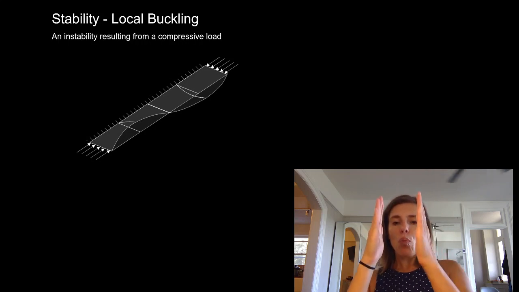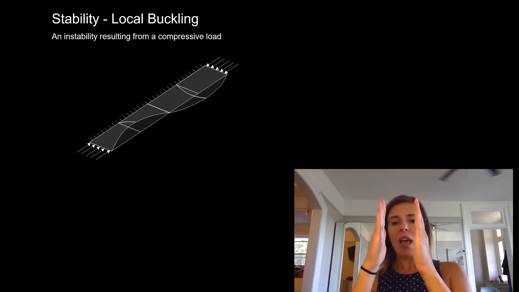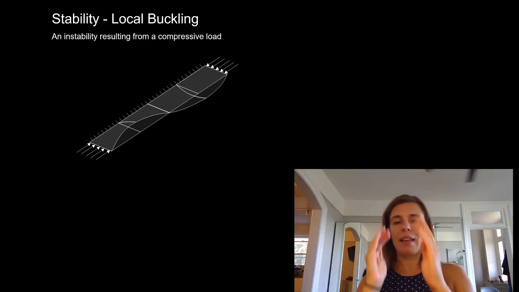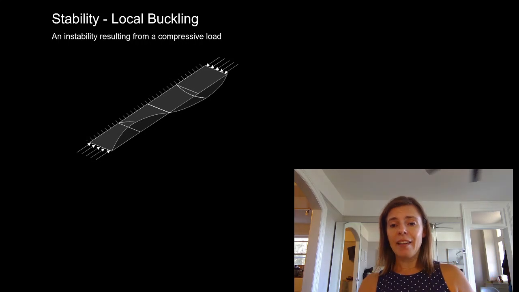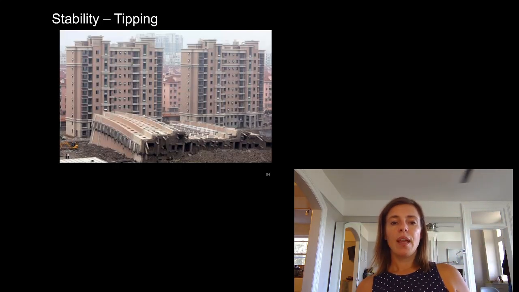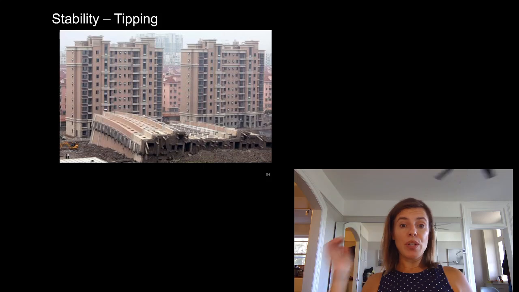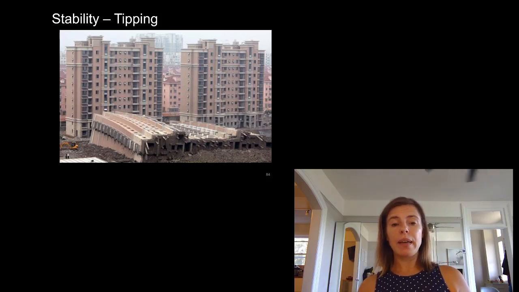So if the whole thing is buckling, then we've got buckling. If just one tiny little part of it is buckling, then we've got local buckling. Local buckling can turn into overall buckling, though. Tipping. It's not often that you see a building tip over, do you? But here we do have a stability problem with tipping.